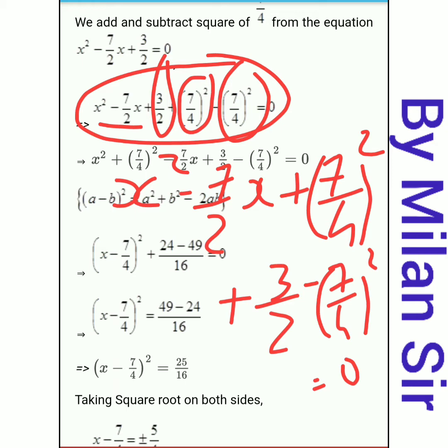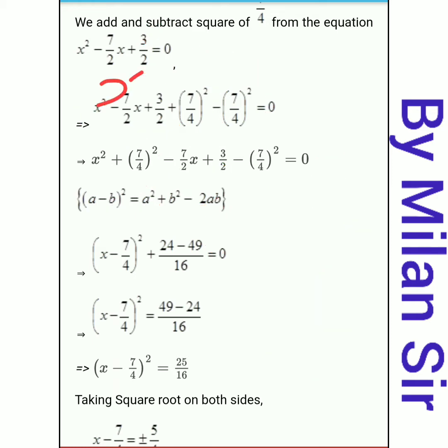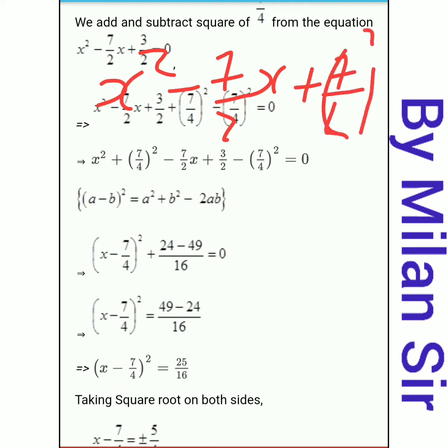That means we just need to change the order of the terms. This (7 by 4) all square we need to write in place of the third term, and the third term we need to write in place of the fourth term. So here x square minus 7 by 2x plus (7 by 4) all square. This is the form of completing the square. That means it is written in the form of first term square minus 2 into first into second plus second term square. That means this is the form of (a minus b) all square.